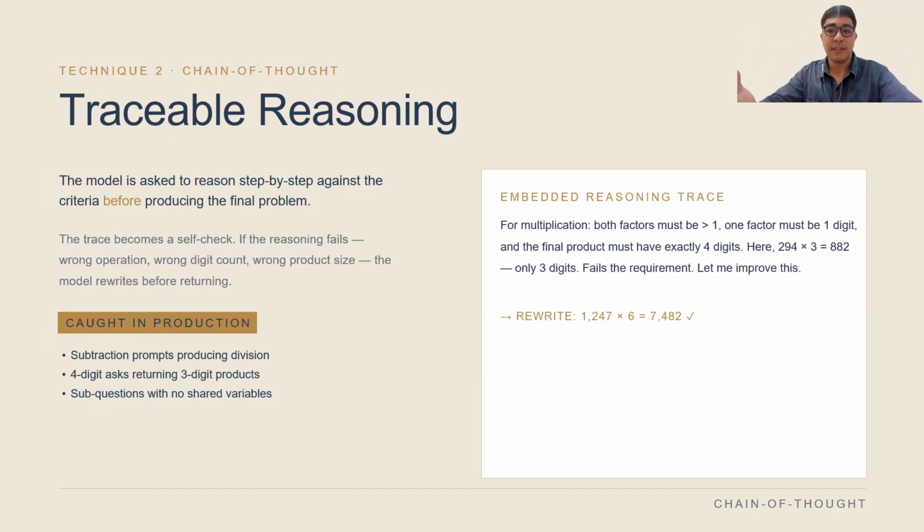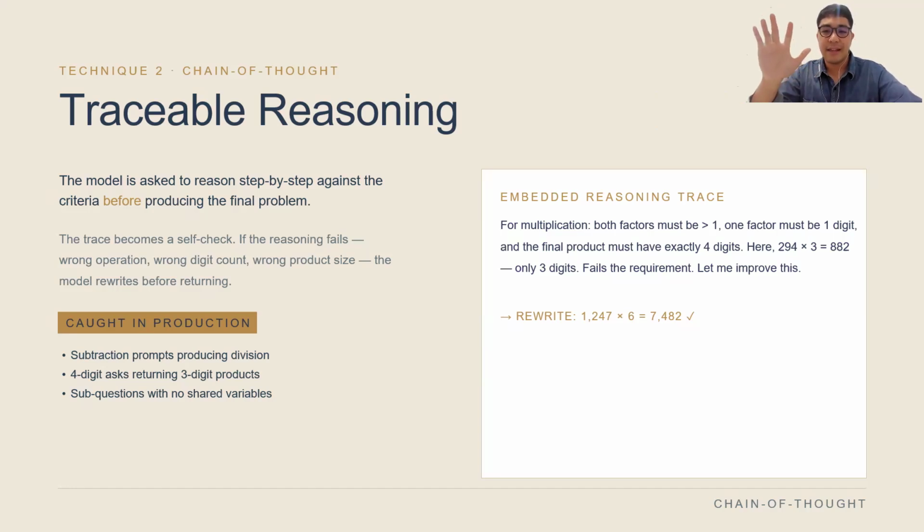Another technique I use is the chain of thought. Before producing the problem, we ask the model to reason step by step against a criteria. So the reasoning trace becomes a self-check. If the mathematical operation is wrong, or the digit count is off, or even the sub-questions don't share the same variable, the model catches it and rewrites the whole math problem.